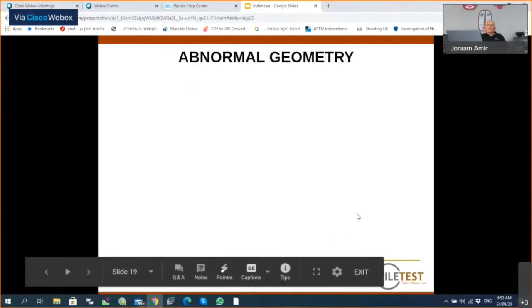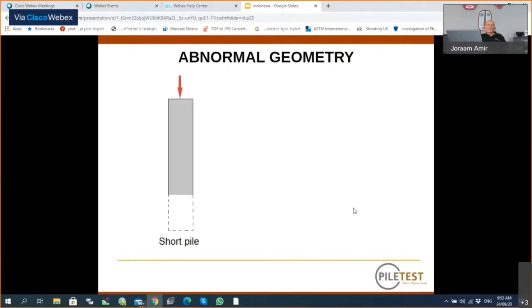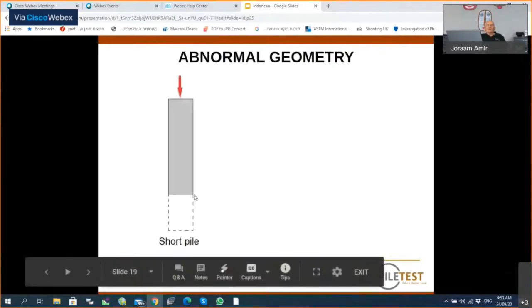Now we can have an abnormal geometry. For instance, a pile can be short. Sometimes because the drilling equipment was not powerful enough to penetrate the hard soil. Sometimes because the contractor didn't have a strong enough machine or just wanted to save, assuming that he will never be checked.